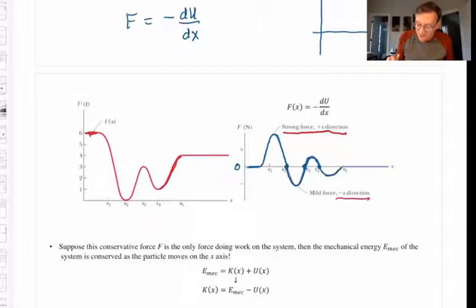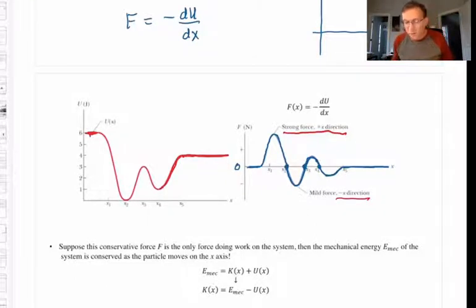Then something interesting happens on the potential energy curve. At x5 and greater, the potential energy curve is flat again. The tangent line is flat, it has 0 slope. So the force is 0. And sure enough, for all x greater than x5, there's no force at all.